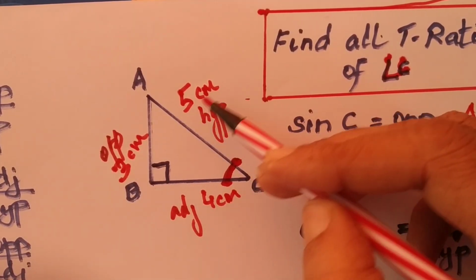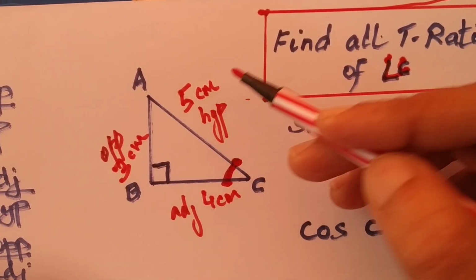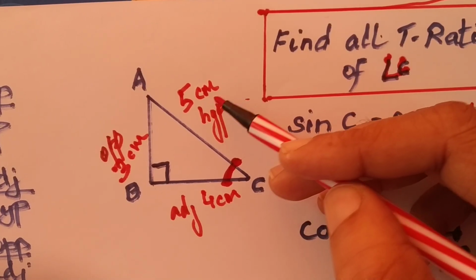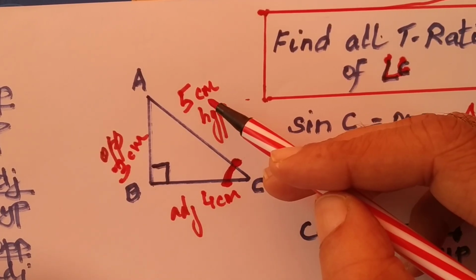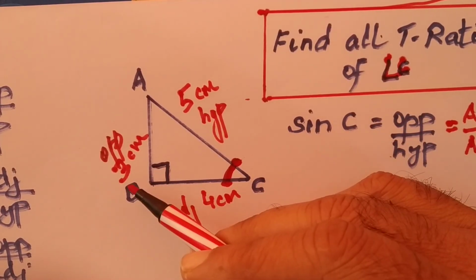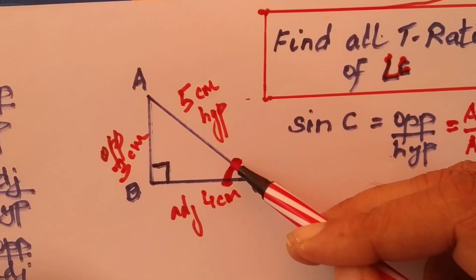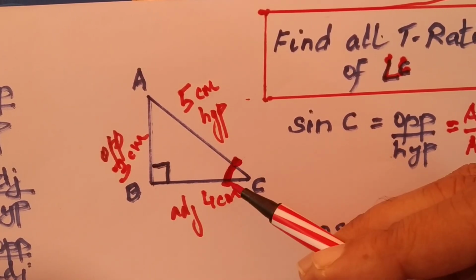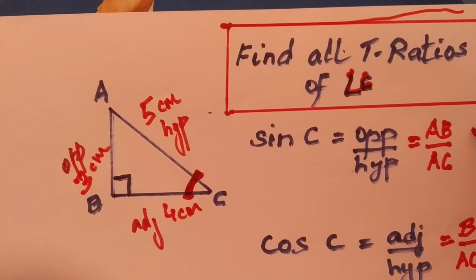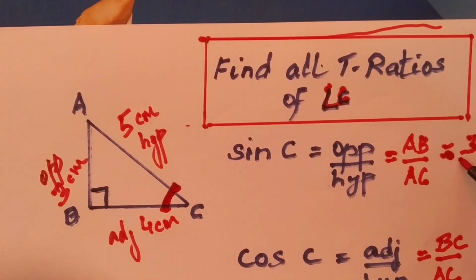So it could be in units, could be in centimeter or any other scale. So here hypotenuse is 5, adjacent is 4, and the opposite is 3. I can say adjacent and opposite because now I'm talking in reference to angle C. So all you have to do is, instead of AB by AC, instead of AB, what is AB? AB is 3 centimeters, right? So this is 3 divided by hypotenuse is 5, so 3 by 5.